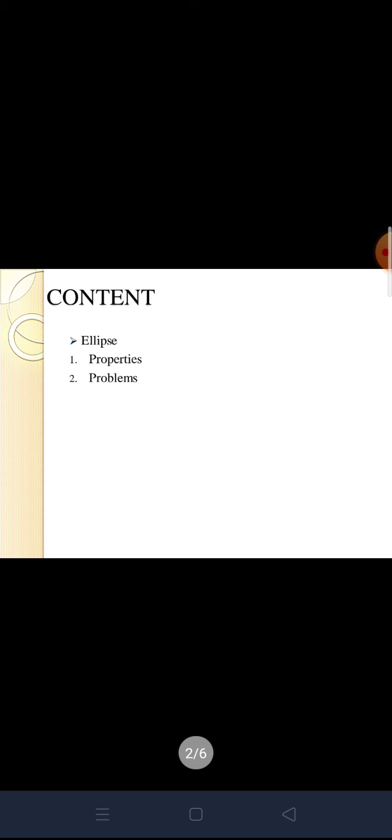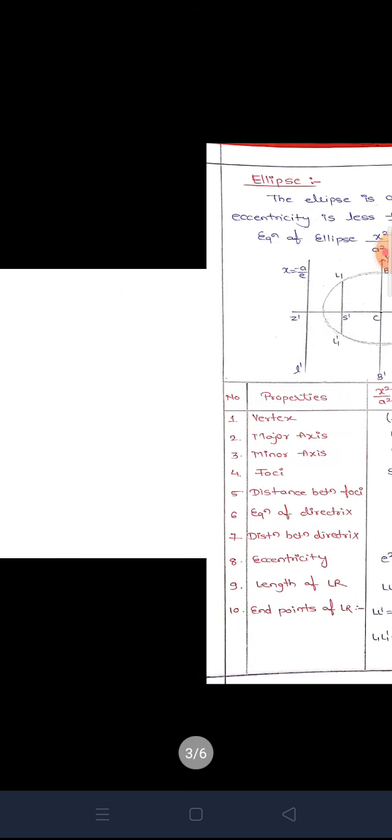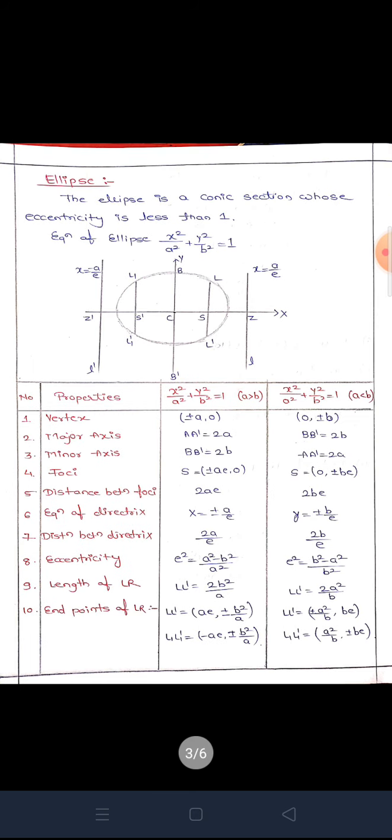So today we will discuss conic sections. In the last class we discussed parabola and hyperbola. In this lecture we are going to study the ellipse and some properties of the ellipse, and based on those properties we will solve some problems. Fine. So first, the ellipse. The ellipse is a conic section whose eccentricity is less than 1.